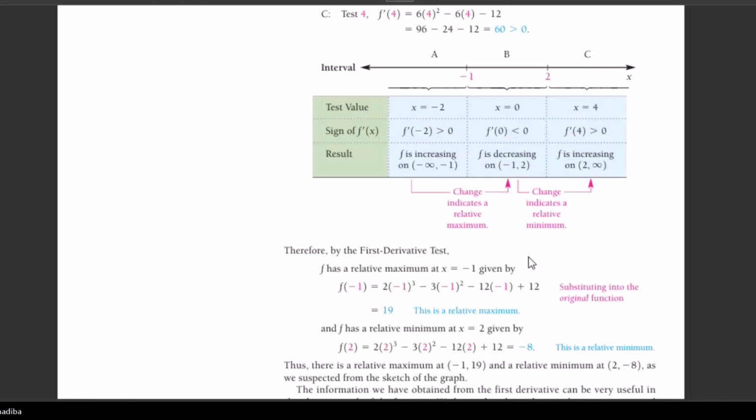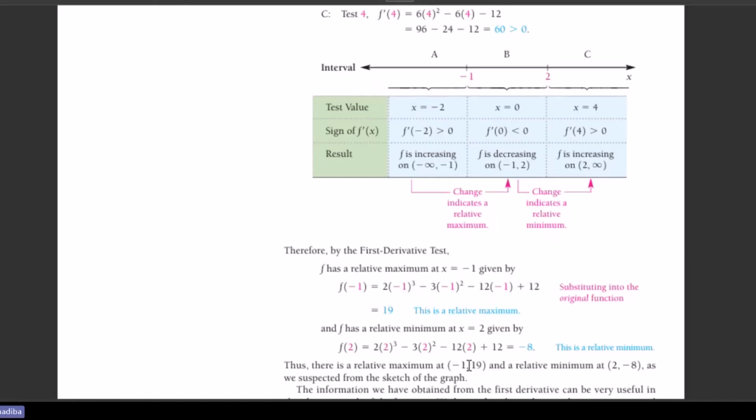Now, f of -1, the corresponding value for -1 is 19. This will be the relative maximum point. Then when 2 is substituted into the original equation, it is giving a negative number. So this will be the relative minimum. Thus, there is a relative maximum at -1 and 19, and a relative minimum at 2 and -8, as we suspected from the sketch of the graph up there.